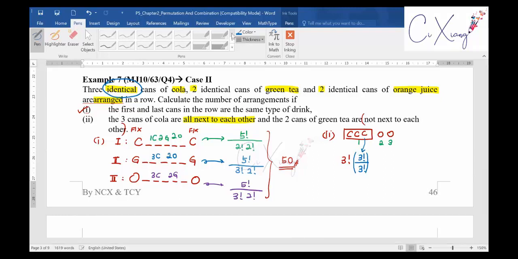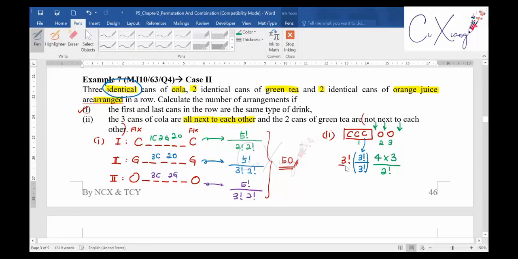Okay, so after you're done with this, now you need to consider the green tea. So how many spaces do you have here? 1, 2, 3, 4. You have 4 spaces for 2 green tea, right? So the first green tea you can put in one of the 4 spaces. The second green tea you can put in the remaining 3 spaces only. And then after that, you need to divide it by what? You need to divide it by 2 factorial. Why do I need to divide it by 2 factorial? It is because of the repeated green tea.